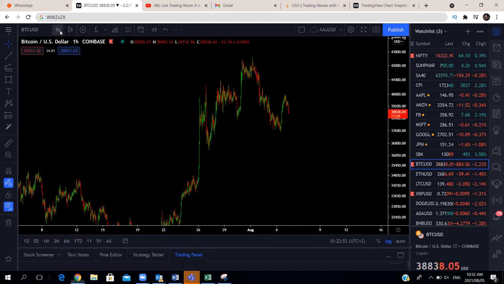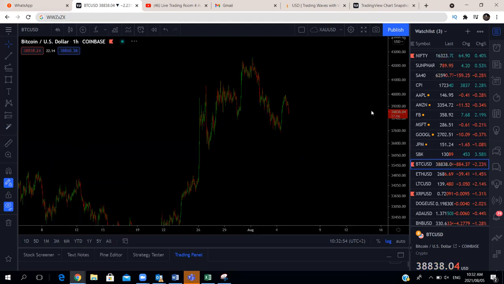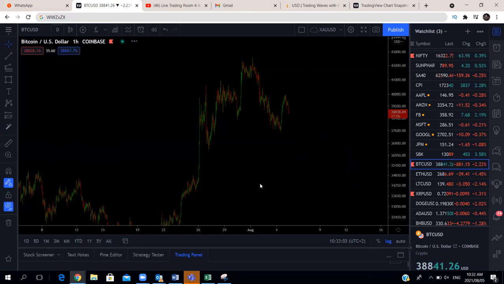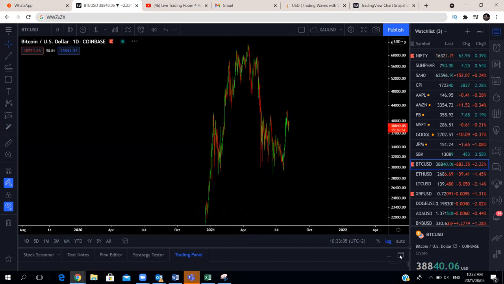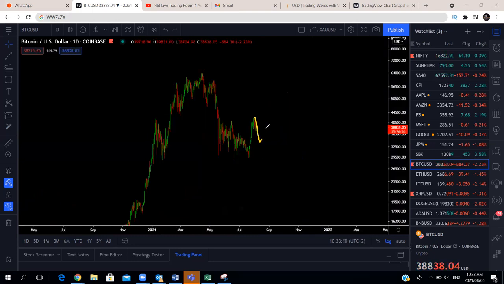Let's just go back here again. This is the structure that we've been looking at all along. I've shown this yesterday as well. Let's look at it on the daily as well, so we can see why we want to see a deeper corrective structure here.